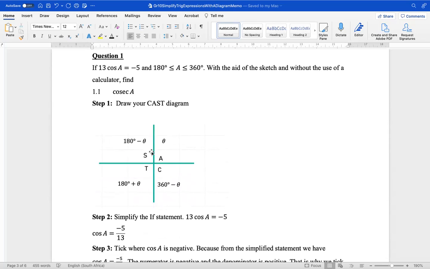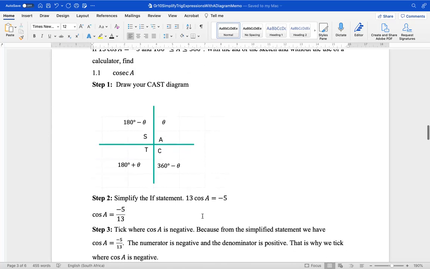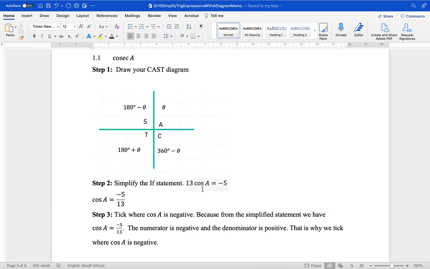For question 1, we are also given an if statement, which says if 13 cos A is equal to -5 and angle A is between 180 degrees and 360 degrees, with the aid of the sketch and without the use of a calculator, find cosec A. So same thing, step 1, you draw your CAST diagram, All Students Take Coffee. Step 2, simplify the if statement. Make your cos A the subject of the equation. In other words, divide by 13 on both sides.